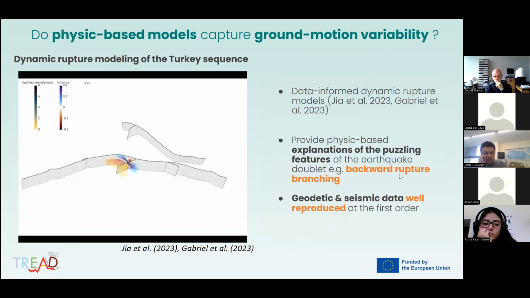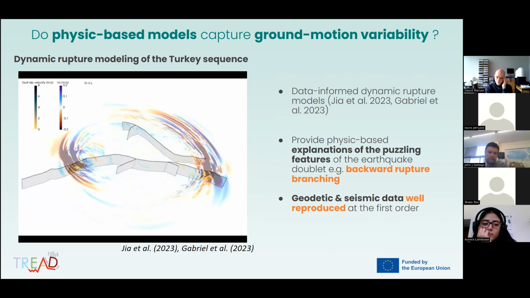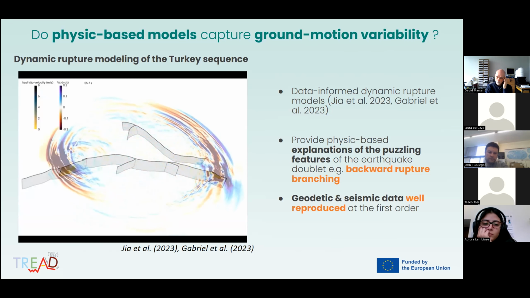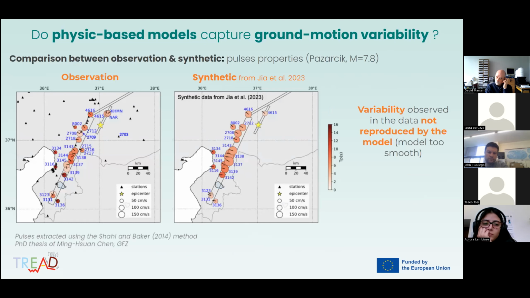There have been dynamic rupture models already produced, even from my research team, such as from the papers by Jia et al. and Gabriel et al. And these have provided explanations for different puzzling features from these events. They have also reproduced geodetic and seismic data quite well at first order. So the next question is to look at the ground motion, and I started looking at the pulse properties.